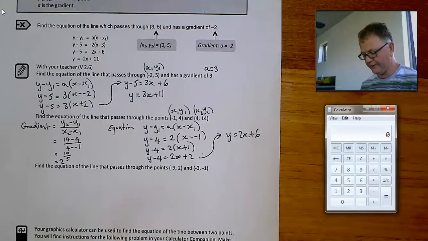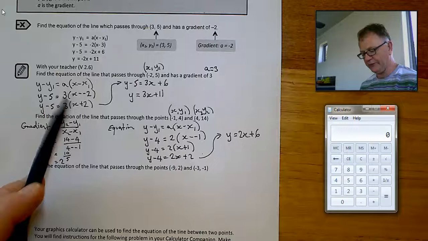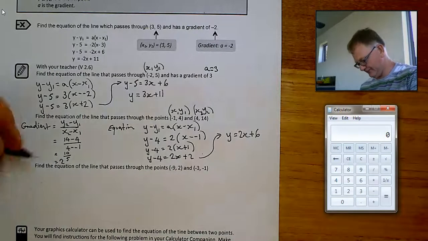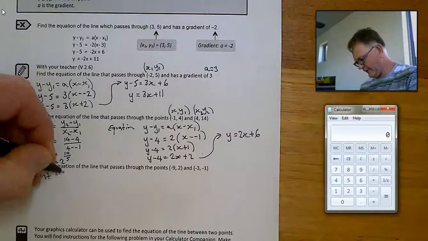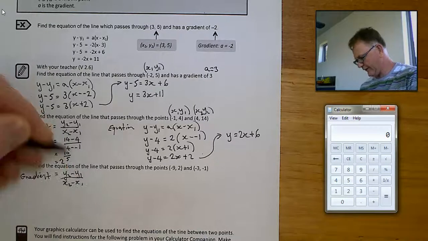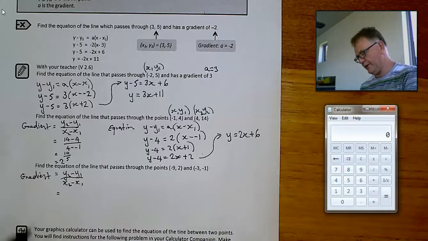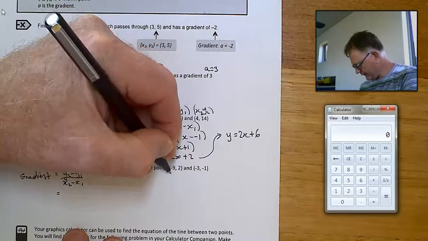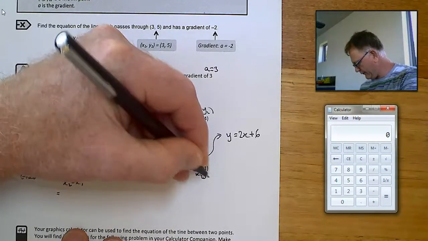Let's have another one, exactly the same. We've got 2 points here. To be able to use this equation here, you need to know the gradient between the 2 points. And you can find that using the formula rise over run, or if you like, the difference in the y coordinates divided by the difference in the x coordinates. Label up your points. We'll call them point x1, y1 and point x2, y2.